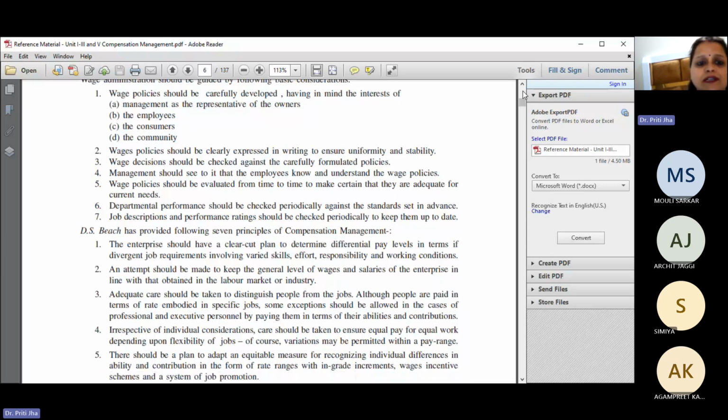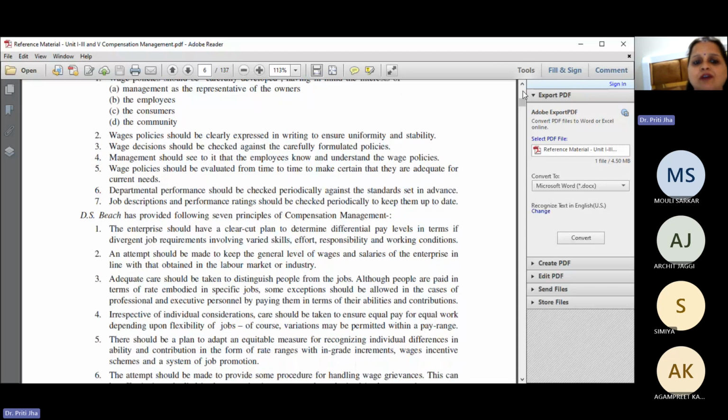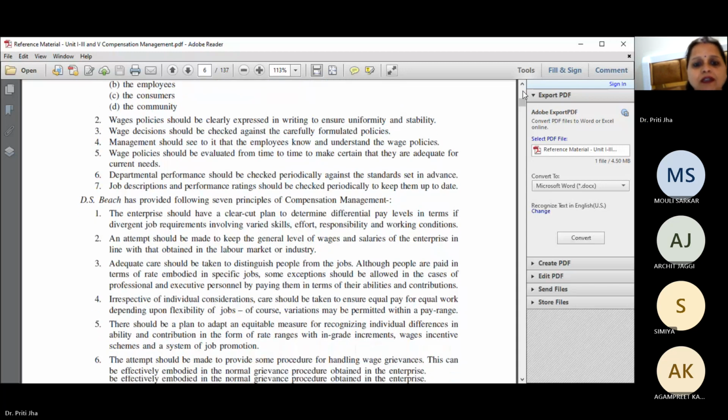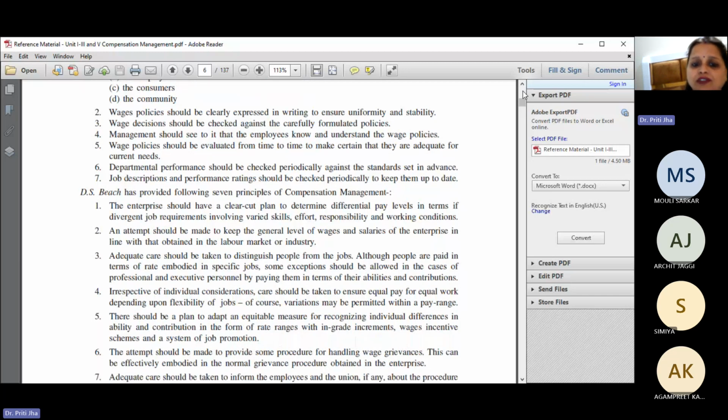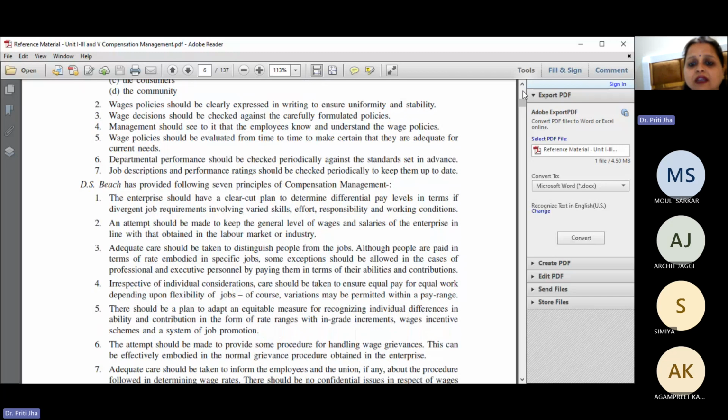D.S. Beach has provided the following seven principles of compensation management. These are: the enterprise should have a clear-cut plan to determine differential pay levels in terms of divergent job requirements involving various skills, effort, responsibility, and working conditions. An attempt should be made to keep the general level of wages and salaries of the enterprise in line with that obtained in the labor market or industry.